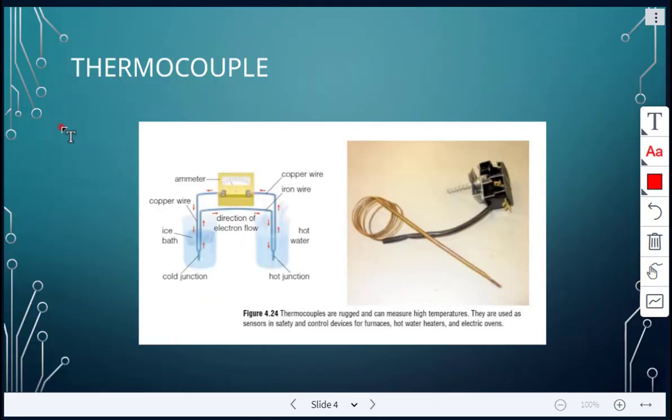All right, so here's just a diagram showing the thermocouple. So they are used to measure high temperatures. They're also used as sensors in safety and control devices, in furnaces, in hot water heaters, and electric ovens as well.